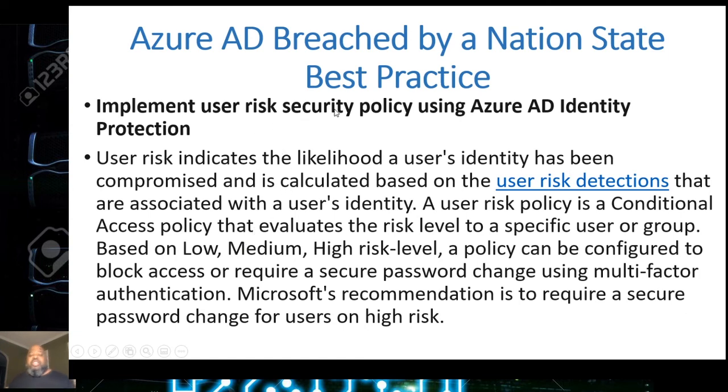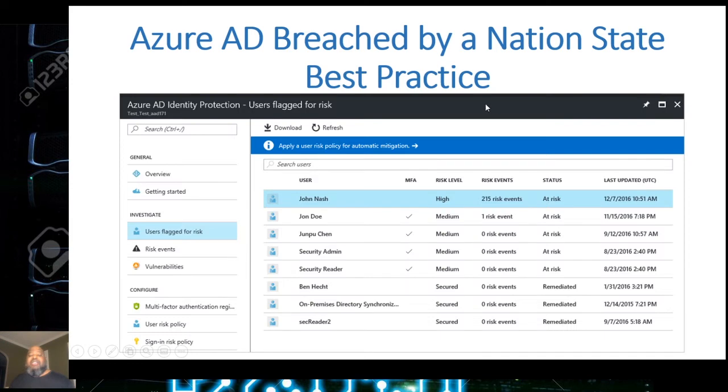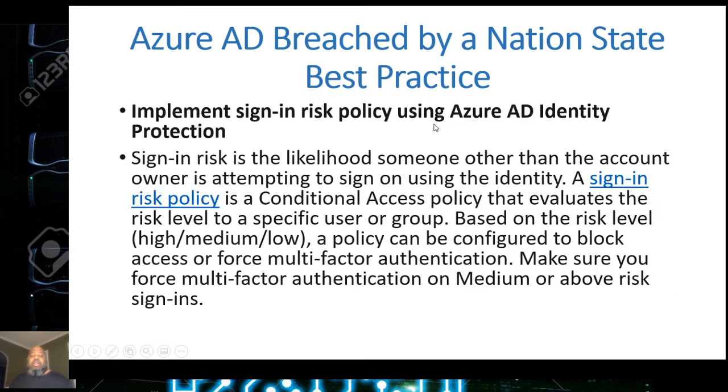Implement user risk security policies using Azure Active Identity Protection. Sign-in risk is the likelihood that someone other than the account owner is attempting to sign into the user's identity. A sign-in risk policy is a conditional access policy that evaluates the risk level for a specific user or group. Based on that risk level, high, medium, or low, a policy can be configured to block access or force multi-factor authentication. Make sure you force multi-factor authentication on medium or above risk when people are signing in.